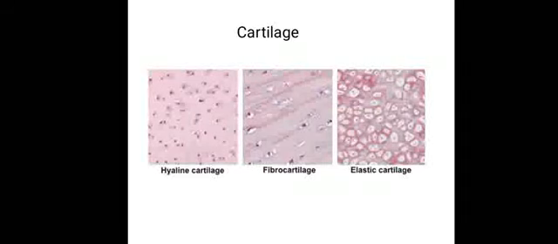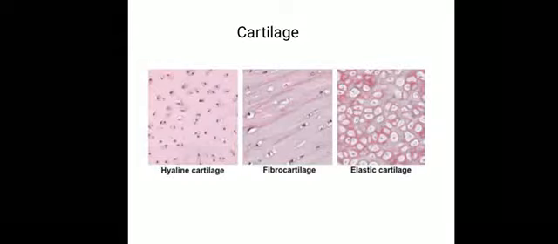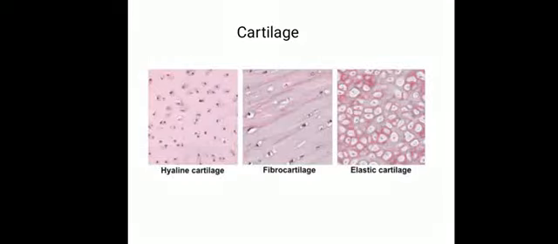Then cartilage, you have types of cartilage. These are the structures expected to be seen. For hyaline cartilage, you can see this structure. Fibrocartilage is very tough. Then the elastic cartilage is capable of recoiling and deforming, and it will regain its shape back.